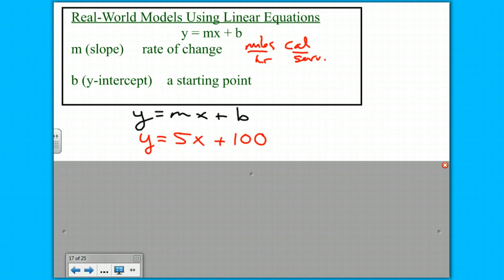Right. The 100 is just a starting point. Do you see? It's where you began. And then $5 per month, that will change depending on how many months you're saving or you have saved. Okay?